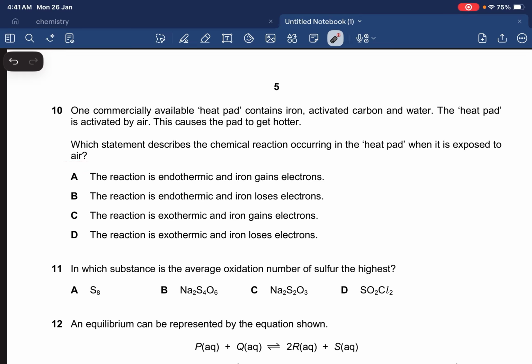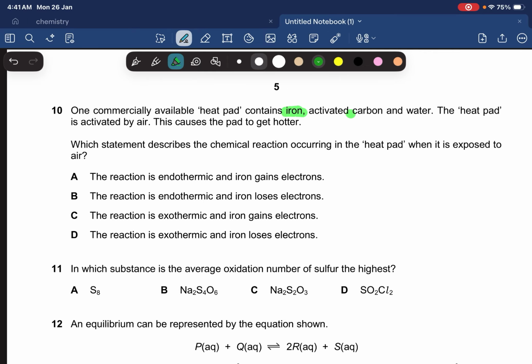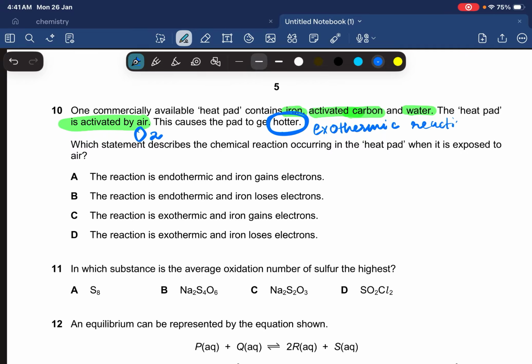So firstly, you have to realize that what's happening in that thing is that you have iron in it, you have carbon in it, activated carbon, and water. And it's activated by air. Air contains oxygen, you know it. And this causes that thing to get hot. So what kind of reaction is occurring which is making it hot? There must be an exothermic reaction occurring, right? Because it's getting hotter. So you can straight away cut off the options which say endothermic.